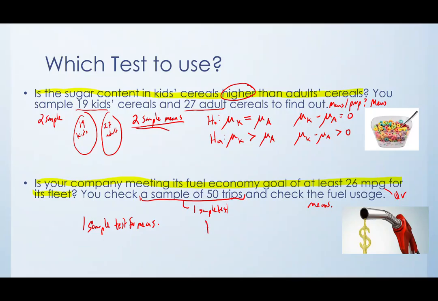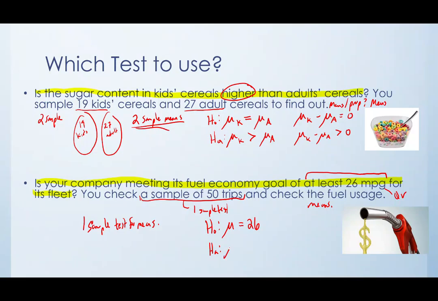Okay, now what about the null and the alternate? Is the company meeting the fuel economy goal of at least 26 miles per gallon? There's the important wording. At least includes the equality. It includes equal to 26, so that is going to be my null. If we get 26 miles, we're good. We get 27 miles, we're good. We get 28, 29, all good.